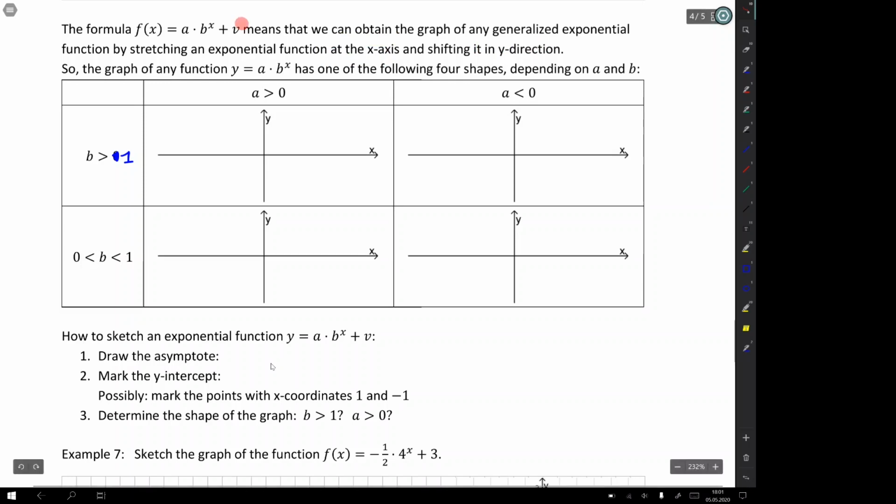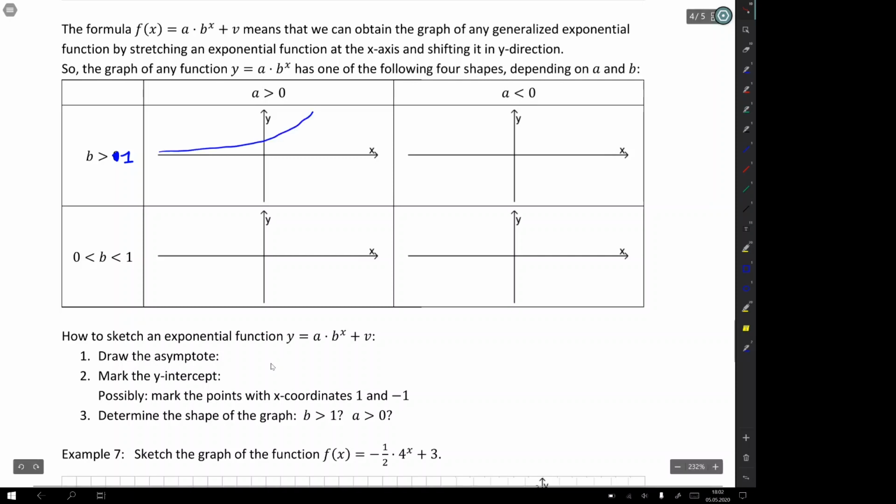Forgetting about the v here, we get y equals a times b to the power of x, and this means there are 4 basic different shapes possible for the generalized exponential function, which depend on whether a is positive or negative, and whether b is larger than 1, or whether it is between 0 and 1. So think about what these 4 shapes are, try to solve it on your own, and here comes the solution.